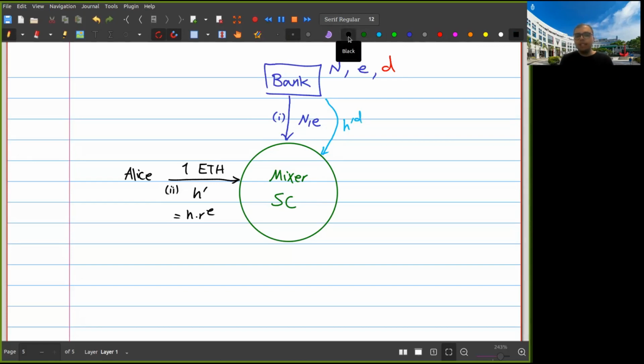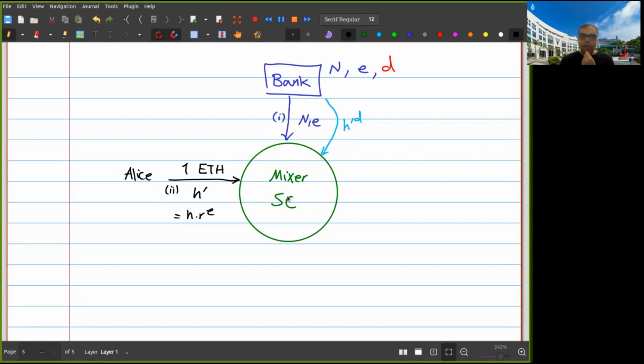Now, what happens if the bank doesn't give the signature to the mixer? Well, we can just code our mixer. So our mixer is a smart contract. We can code it so that it refunds Alice. So whenever Alice pays 1 Ether, this money doesn't actually go to the bank. It goes to the smart contract. And the value of H prime also goes to the smart contract. And then the bank has to give a signature. If the bank doesn't give a signature to the smart contract after a while, then Alice can just get her money back from the contract.